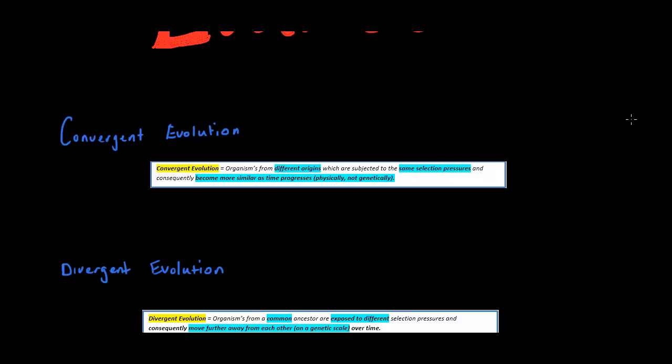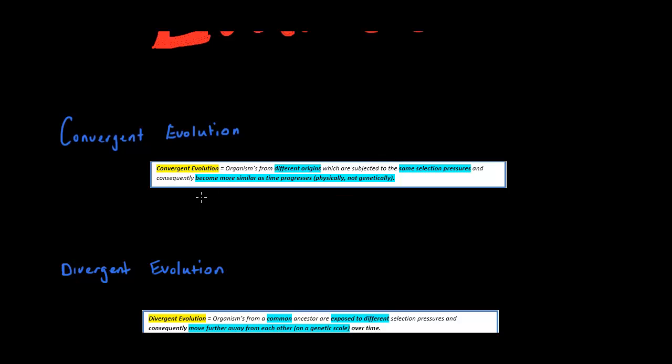So I'm going to just make this really simple. The convergent evolution process is when an organism from different origins, in the sense of different species with a different common ancestor, is placed into the same selection pressure as another organism, and at the end, both organisms become similar as time progresses, physically. That is what convergent evolution is.